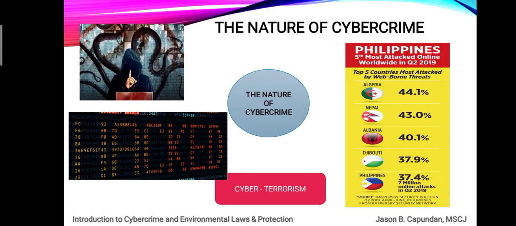Hacking is an example of cyber terrorism. In fact, the Philippines is in the top five most attacked online countries in the world in the survey in the year 2019. So we have suffered either government attacks, attacks on individuals, or attacks on our private companies or businesses. We suffered 7 million online attacks in just the year 2019.